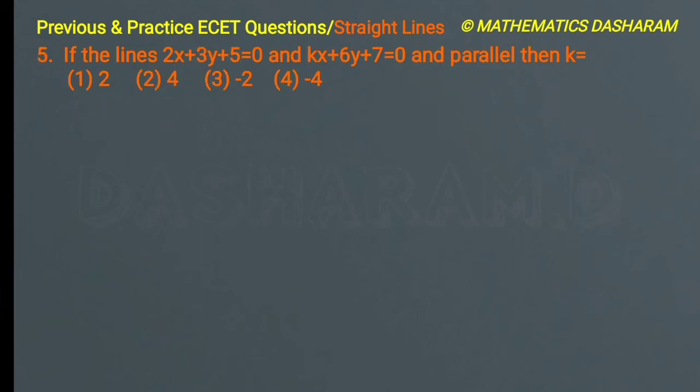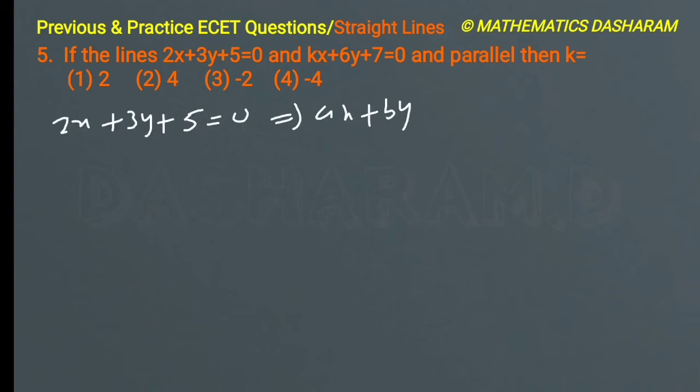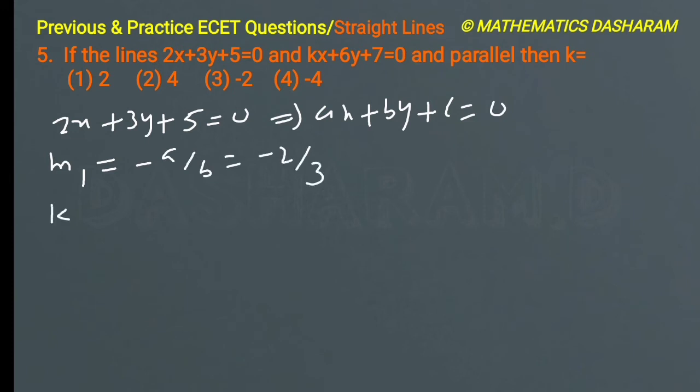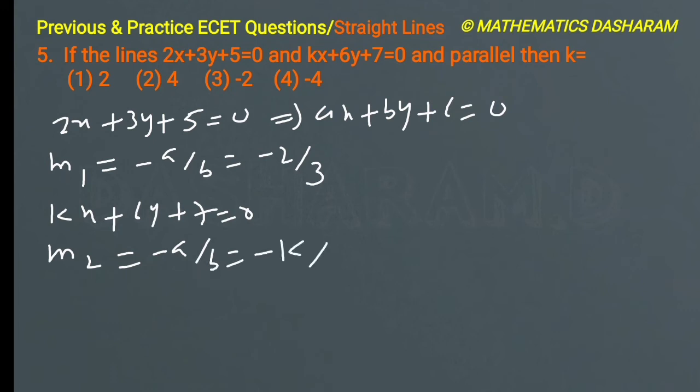Next, fifth question: if the line 2x + 3y + 5 = 0 and kx + 6y + 7 = 0 are parallel, then what is the k value? Compare with ax + by + c = 0. Find its slope, denoted m1, which is -a/b, so -2/3. Next, the second straight line kx + 6y + 7 = 0 has slope m2, with the formula -a/b, so -k/6.